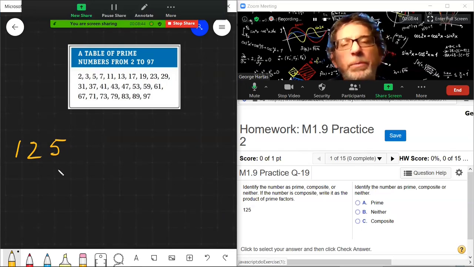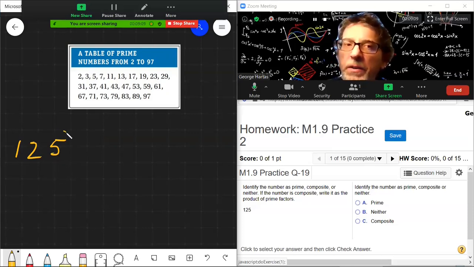We could look at the number 3 by adding the digits, right? Recall that to see if a number is divisible by 3, you sum the digits. 1 plus 2 is 3, 3 plus 5 is 8, and 3 does not divide into 8. Being that this is an odd number, no even numbers will divide into it, so we can skip 4. How about the number 5?